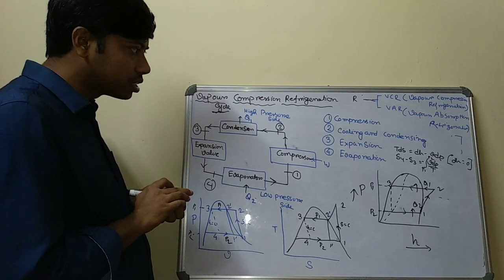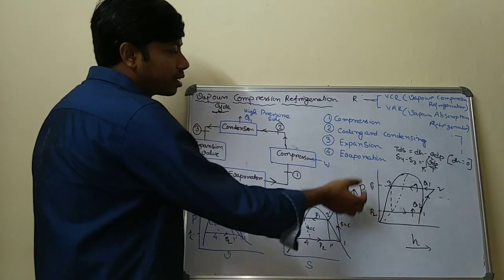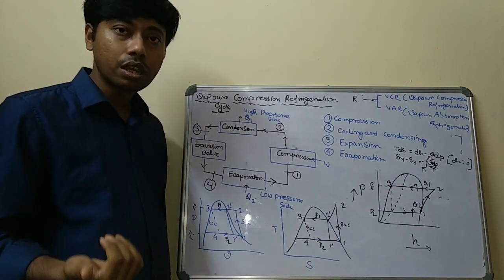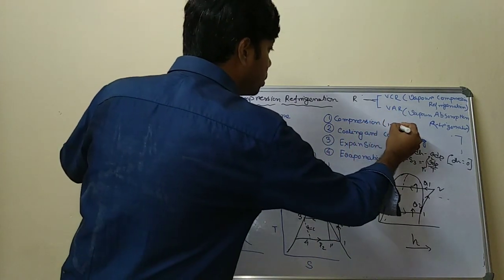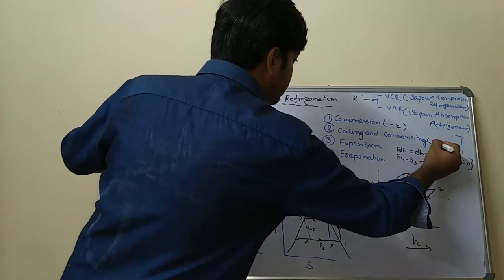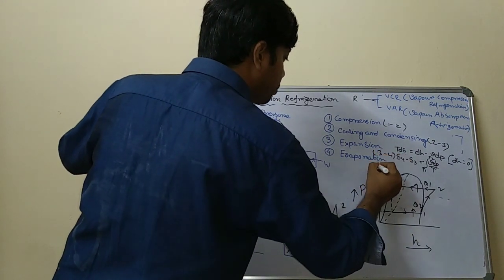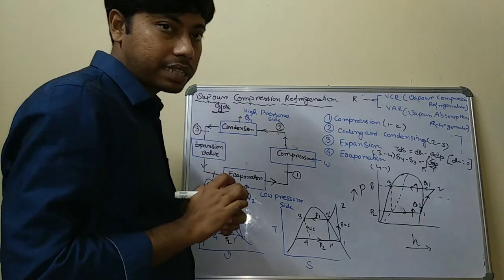Corresponding to this, if you draw the pH diagram, you can see the phase diagram of the corresponding processes 1, 2, 3, and 4. Compression takes place 1 to 2, cooling and condensation takes place 2 to 3, expansion 3 to 4, and evaporation 4 to 1. So these are the processes that constitute a VCR cycle.